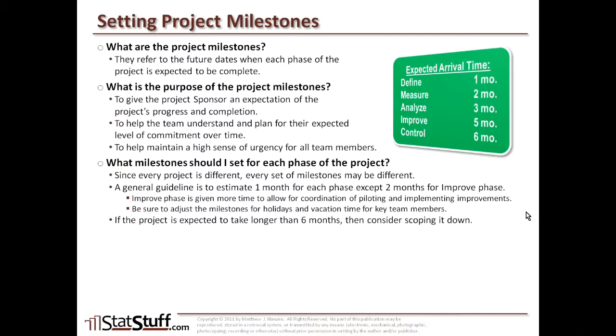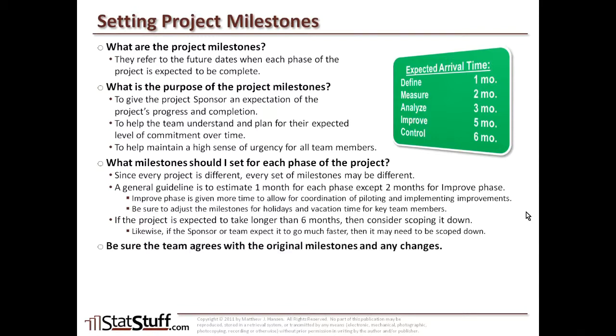Now, if the project is expected to take longer than 6 months, if this doesn't seem reasonable for planning it out for 6 months, then you may need to scope the project down. Or in the same way, if the sponsor of the team is thinking you have to go much faster than what you're planning out in these milestones, then again, you probably need to scope the project down. Or maybe you've got too much baked into it and you need to reduce the expectations or at least what area you're going to cover within the project so you can complete the project in the expected time frame that the sponsor and the team are looking for.